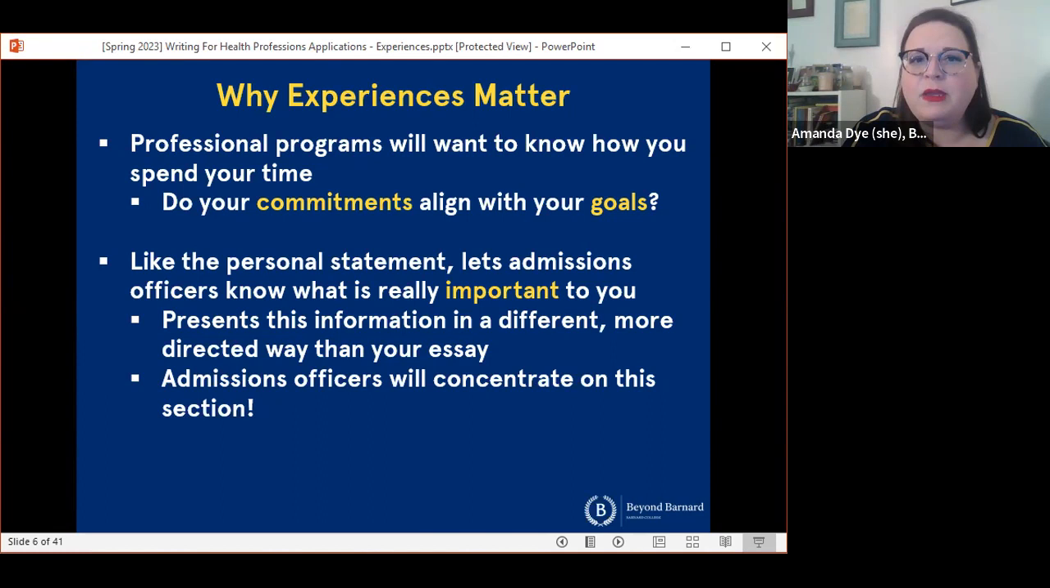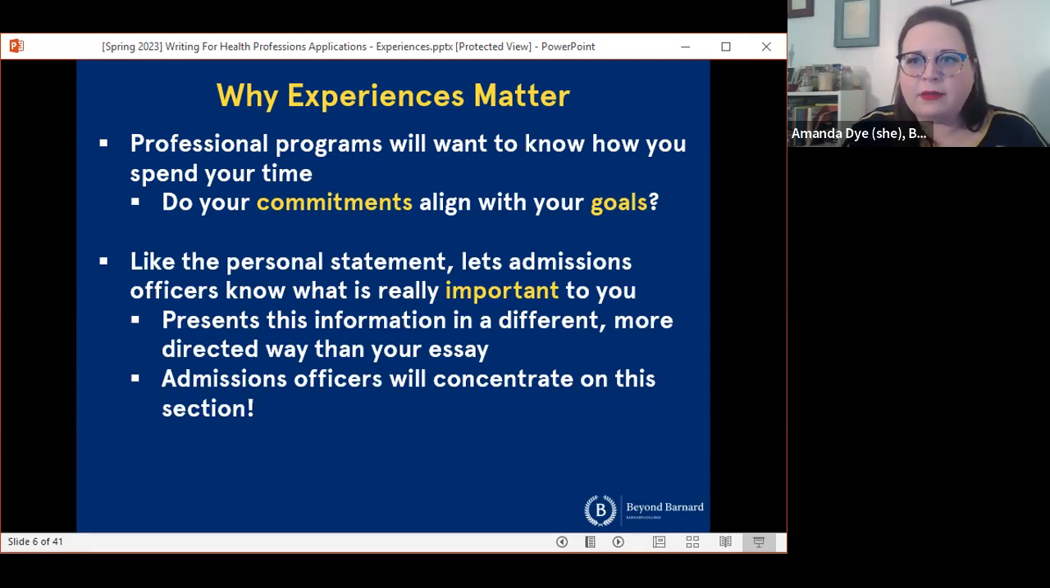Like the personal statement, experiences sections are important for letting admissions officers know what's really important to you as a candidate. But the twist is that they allow you to present this information in a different and somewhat more directed way than the personal statement. So when we talk about the personal statement, we're often talking about an approach where we're trying to get across, for lack of a better word, a vibe. We want an admissions officer to kind of understand something about your individual perspective.